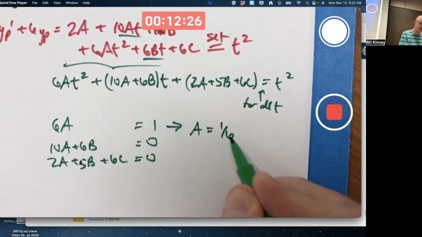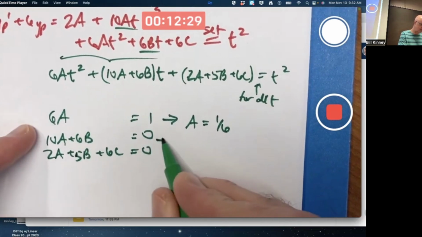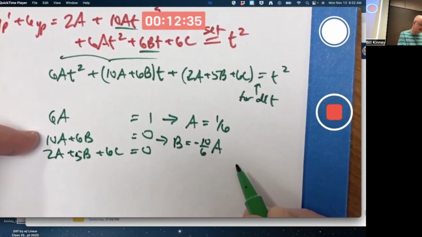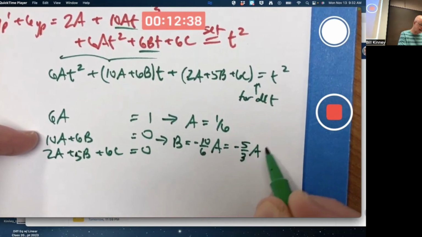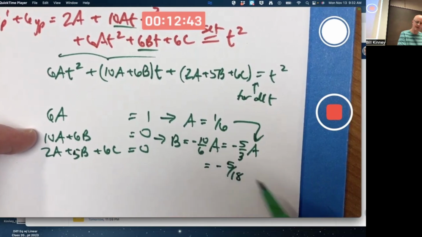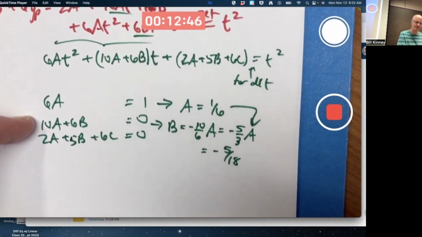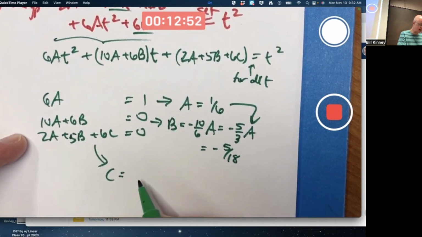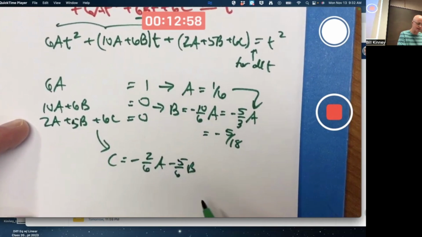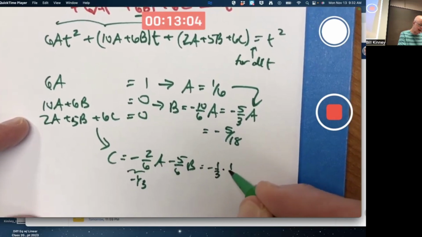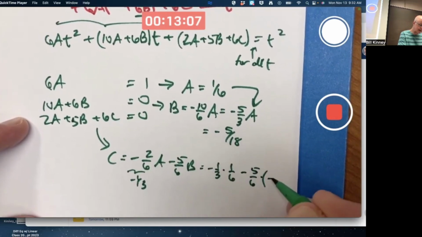A is going to be 1/6. Substitute that in here. B is negative 10/6 A, right? Or negative 5/3 A. Substitute in 1/6, that's going to become a negative 5/18. Right? Look good? C, solving this last equation for C in terms of A and B, is going to be negative 2/6 A minus 5/6 B. Of course, that's also a negative 1/3. So we get negative 1/3 times A minus 5/6 times B.